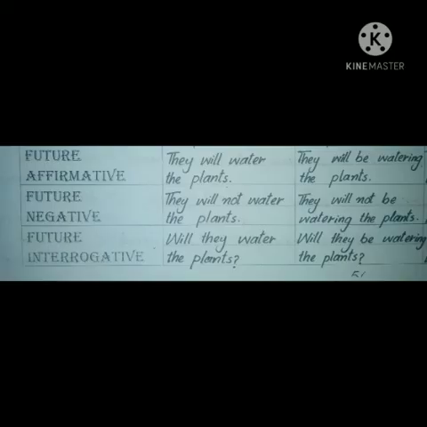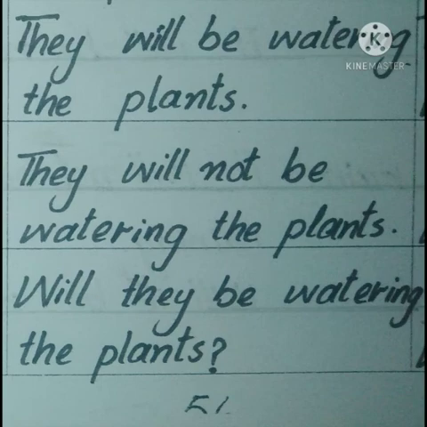Next is future continuous tense. The structure is subject, helping verbs will be, and then verb ing form, and then object. So the sentence will be they, helping verb will be, verb ing form watering, object the plants. They will be watering the plants.